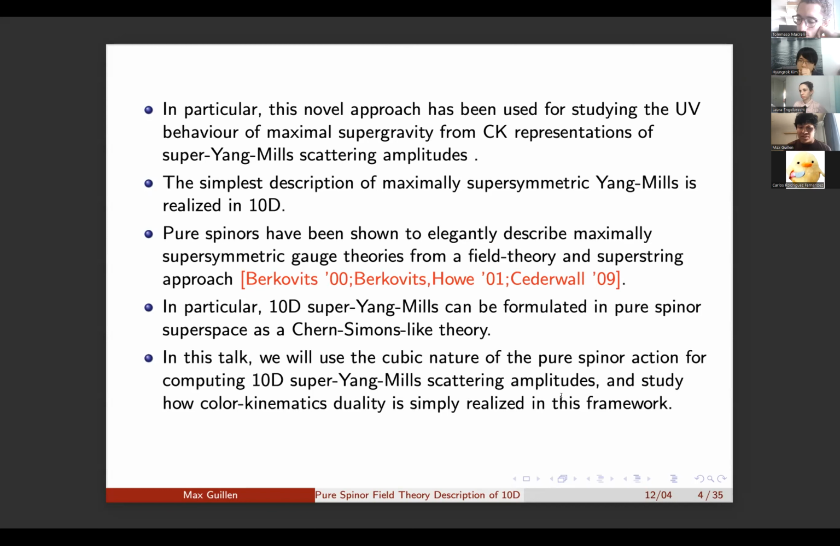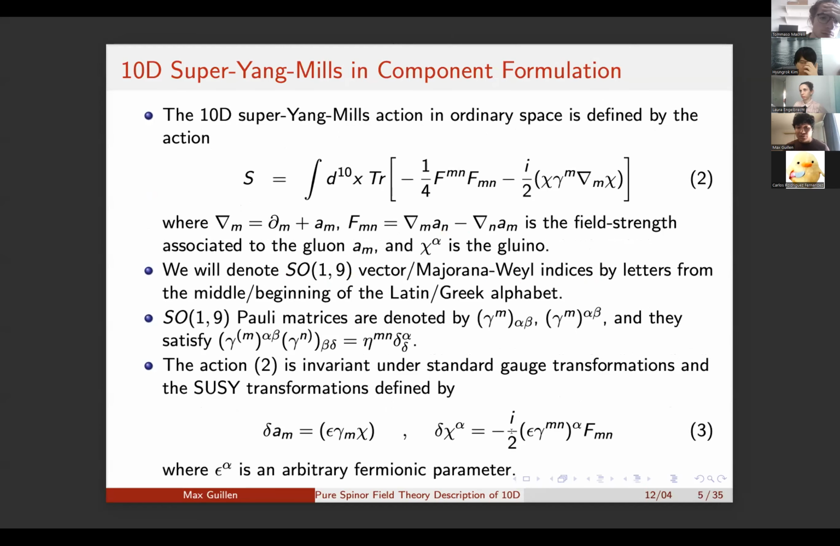In particular, for instance, 10-dimensional super Yang-Mills can be formulated in pure spinor superspace as a Chern-Simons-like theory. So it is a cubic theory. Okay, but we need to extend the ordinary superspace to include pure spinor variables. So in this talk, I will use the cubic nature of this action in order to compute the scattering amplitudes of 10-dimensional super Yang-Mills and see how color kinematics duality is simply realized in the framework. Okay, so let me start with the first part.